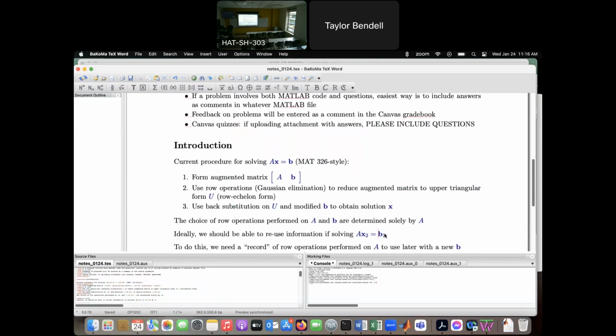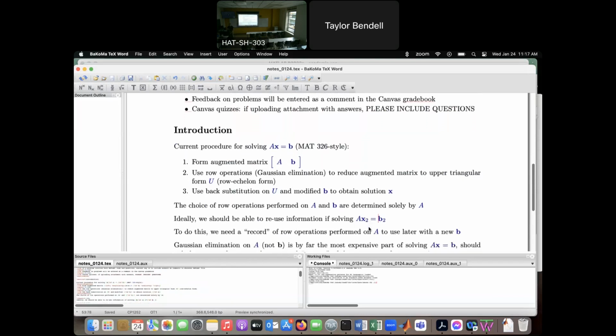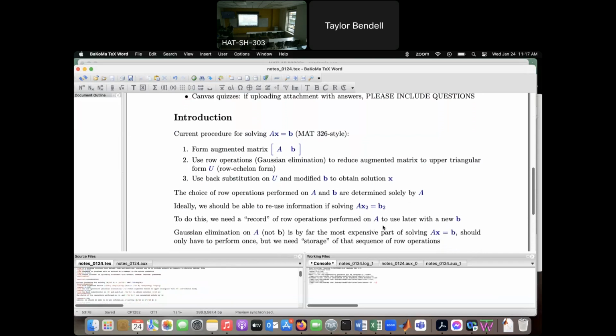So ideally, you should have some sort of record, a transcript in a way, of what row operations you performed on A, in case you need to reuse them on a different B.